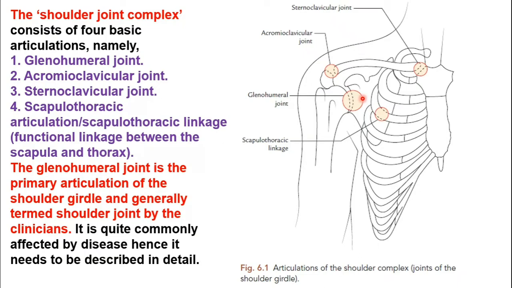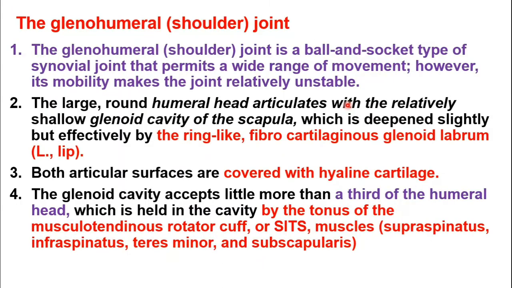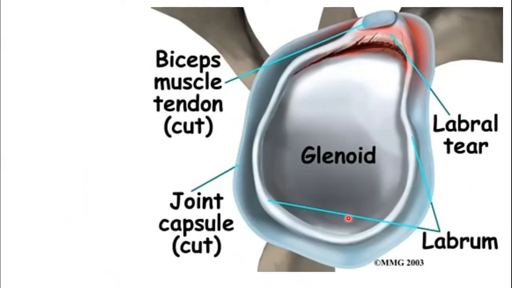Now we are discussing only the glenohumeral or the shoulder joint. Okay, now you can see the shoulder joint. I have told you that it is also known as the glenohumeral joint. In this diagram you can see the glenoid cavity of the scapula. This is the glenoid cavity, which gives the space for the head of the humerus to articulate and form the glenohumeral or the shoulder joint.